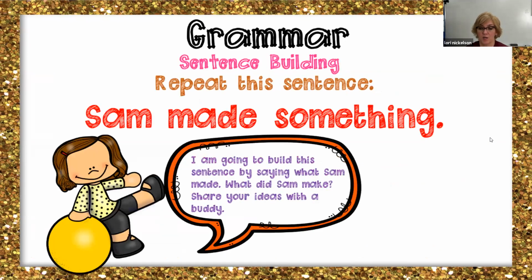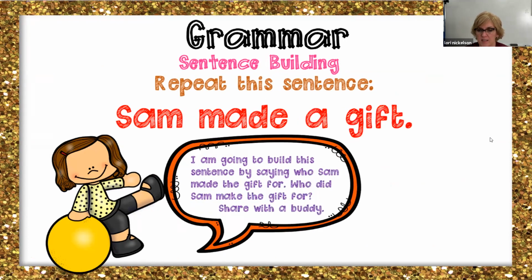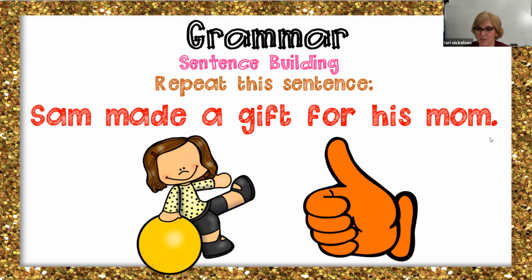Now let's do another one. I'm going to build this sentence by saying what Sam made. Sam made something. But what did Sam make? Share your ideas with a buddy or someone beside you. What did Sam make? I think he made a gift. Sam made a gift. Okay, well, if he made a gift, who did he make a gift for? Can you tell your partner that's beside you? He made a gift maybe for Mom. Sam made a gift for his mom.